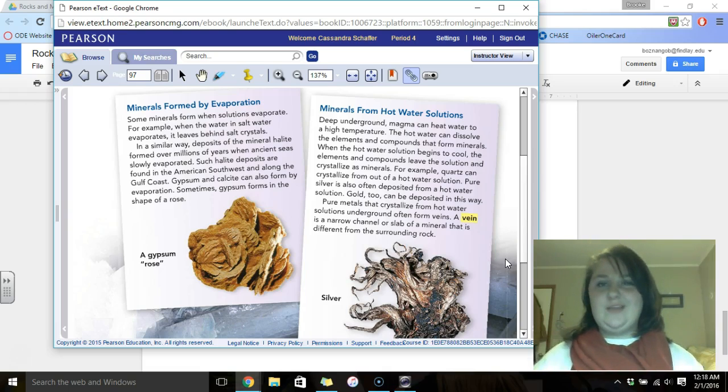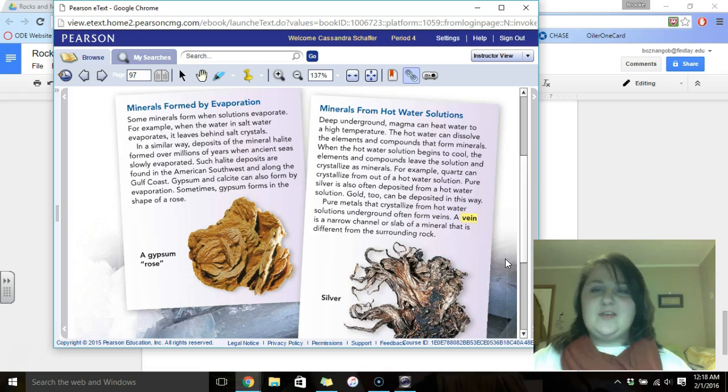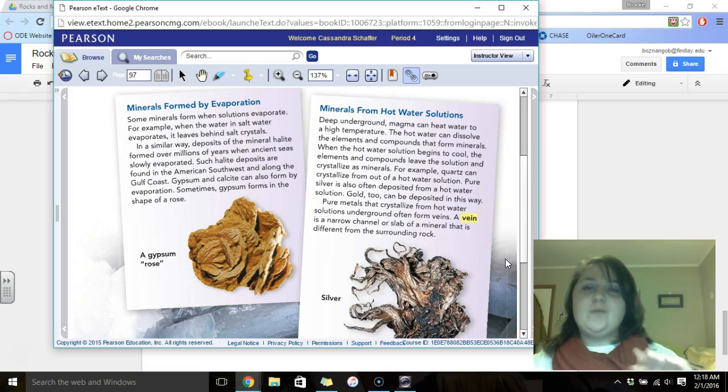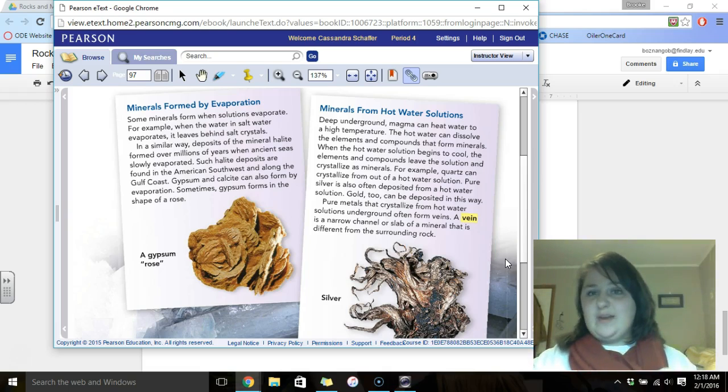I'm not going to read them, but some ways that minerals can form is minerals formed by evaporation. This is what happens when the water that's in a solution evaporates and it leaves behind just the crystals. The example that they give is when the water in salt water evaporates, it leaves behind salt crystals.